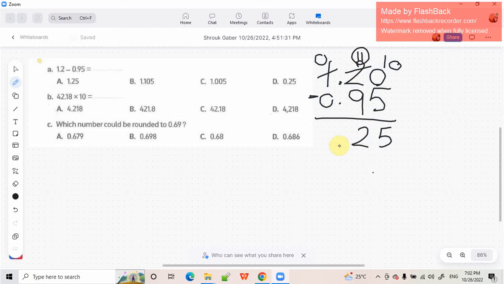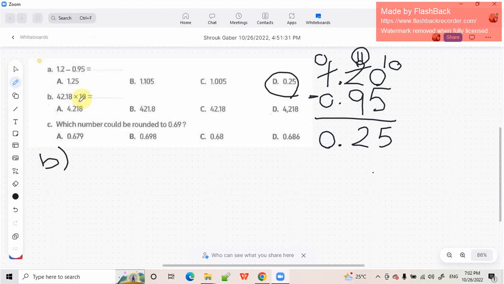So bring down decimal point. 0 minus 0 equal 0. Okay, so 1.2 minus 0.95 equal 0.25. Okay, question number B. 42.18 times 10.